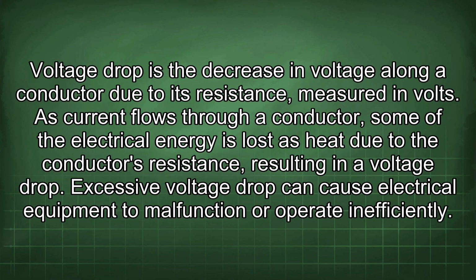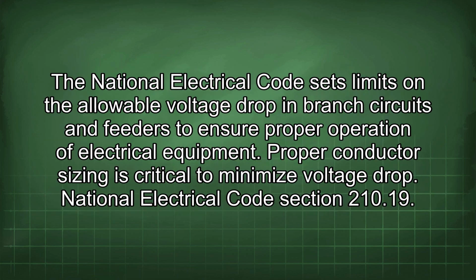Voltage drop is the decrease in voltage along a conductor due to its resistance, measured in volts. As current flows through a conductor, some of the electrical energy is lost as heat due to the conductor's resistance, resulting in a voltage drop. Excessive voltage drop can cause electrical equipment to malfunction or operate inefficiently. The National Electrical Code sets limits on the allowable voltage drop in branch circuits and feeders to ensure proper operation of electrical equipment. Proper conductor sizing is critical to minimize voltage drop.